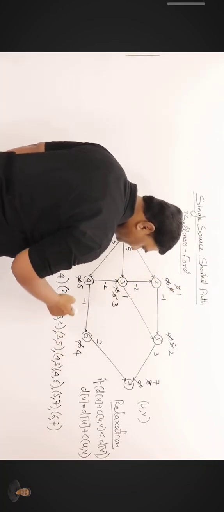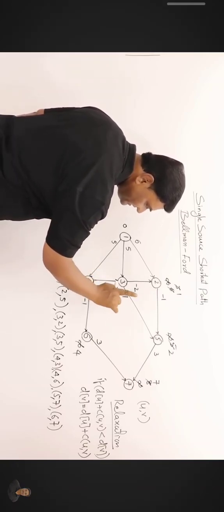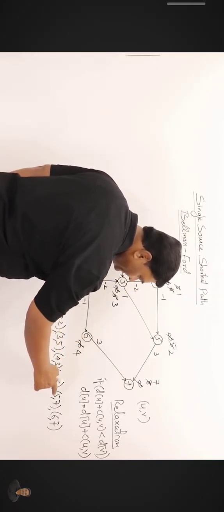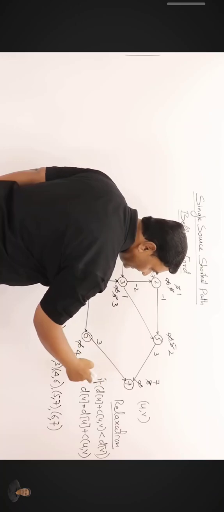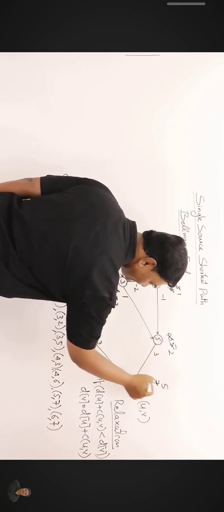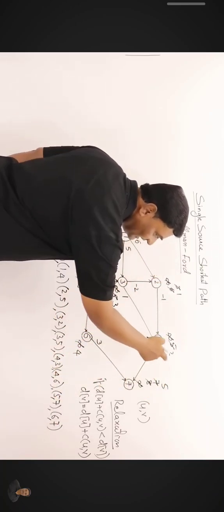Then 4, 3. 5 minus 2. This is 3. This is perfect. 4, 6. 5 minus 1 is 4. Perfect. 5, 7. 5 is how much? 2. And 2 plus 3, 5. This is 7. So change it to 5. Then 6, 7. 4 plus 3 is 7. And it is 5. No change. Let it be as it is.